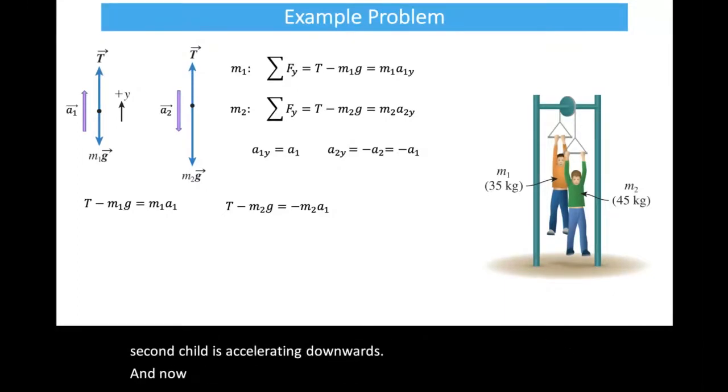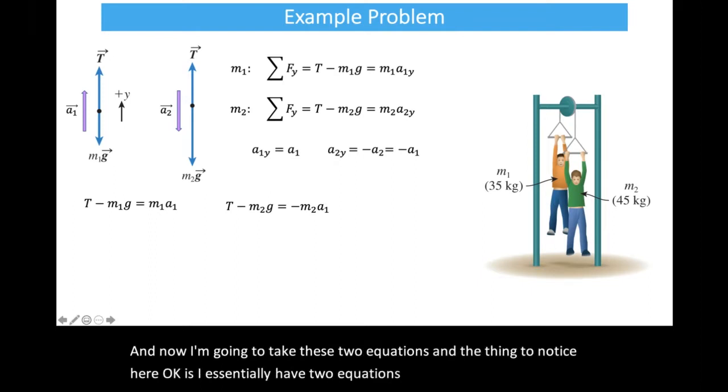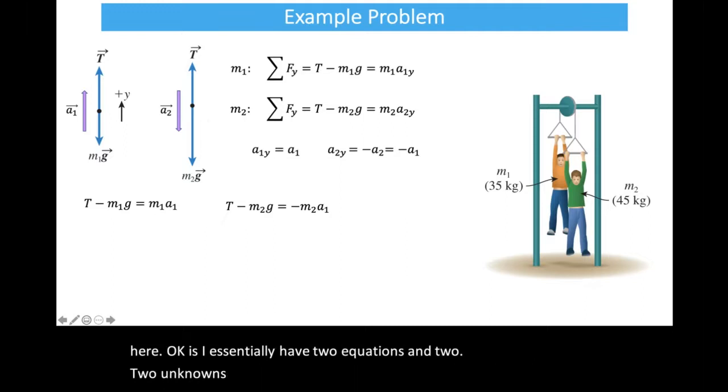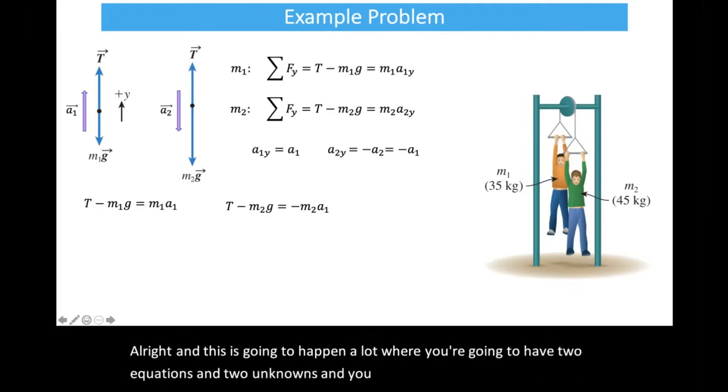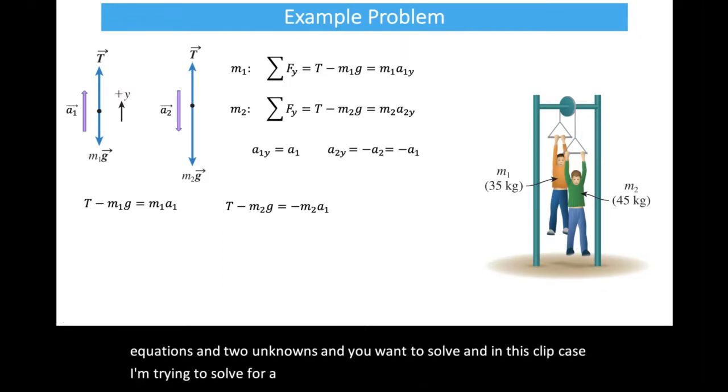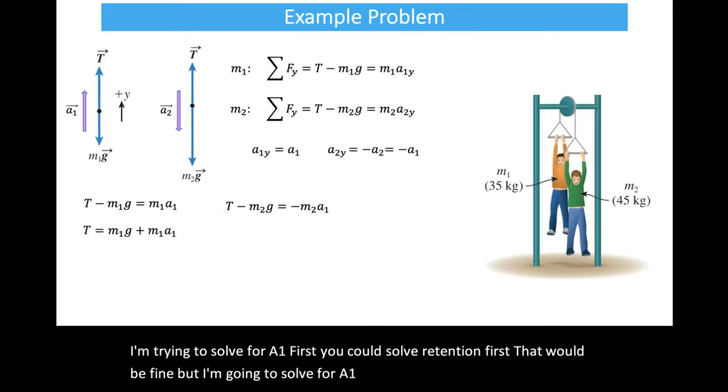And now I'm going to take these two equations, and the thing to notice here is I essentially have two equations and two unknowns, right? My two unknowns are the tension and a1, and those are the two unknowns in both those equations. This is going to happen a lot, where you have two equations and two unknowns and you want to solve. In this case, I'm trying to solve for a1 first. You could solve for tension first, that would be fine, but I'm going to solve for a1 first.